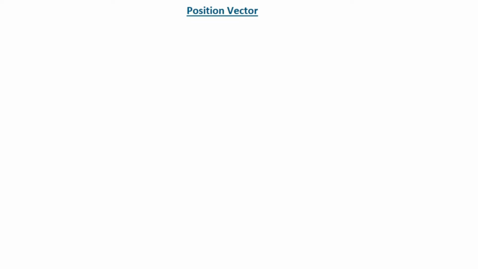So position vector. If you remember, in the second chapter we discussed position vector, displacement vector, velocity and acceleration vectors in one dimension. Now we'll discuss all these vectors again but in two dimensions. So consider this two-dimensional coordinate system. This is our positive x-axis, positive y-axis, and this is the origin.